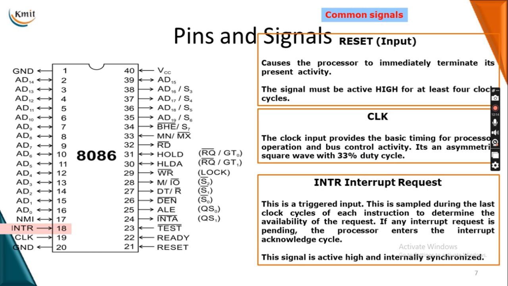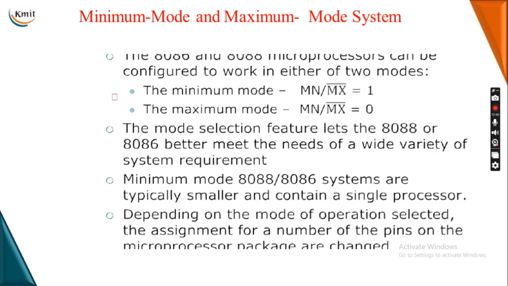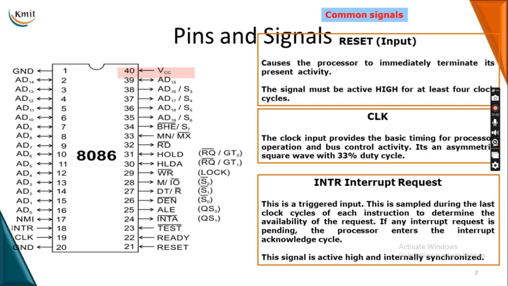This is the triggered input, nothing but this is sampled during the, if any interrupt request is pending, the processor enters the interrupt acknowledgement cycle. The signal is active high and internally synchronized depending upon the interrupt has been occurred. NMI, non-maskable interrupt, and VCC, power supply plus 5 volts. So this is the pin configuration in our 8086. Thank you.